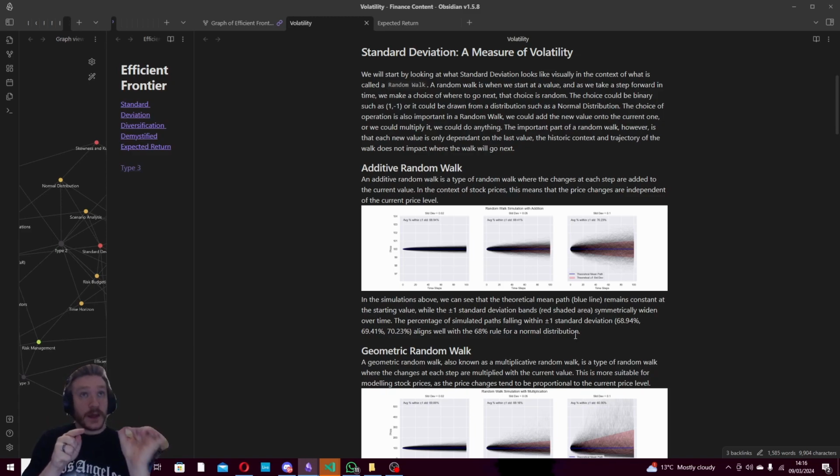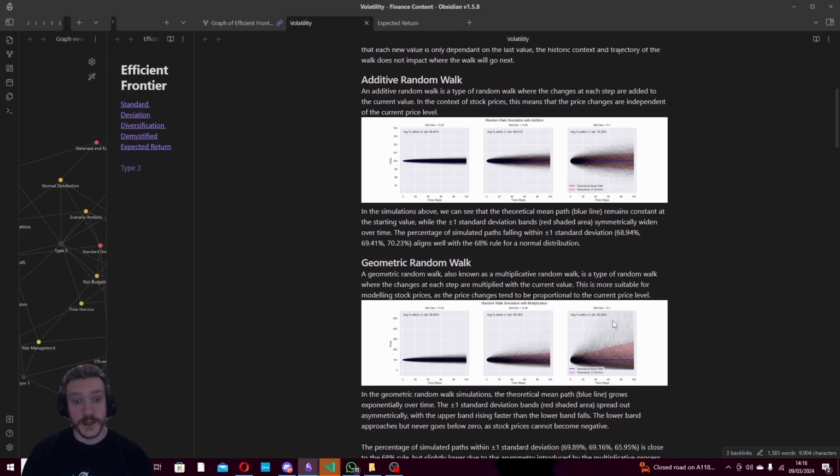A stock being at a higher price does not mean we're making a larger jump up or down, and having a smaller price doesn't mean we're making a smaller jump up or down. It's a constant each time, right? So that's what that means. And like I mentioned, it's not dependent on the previous movements or historic movements of the stock price.